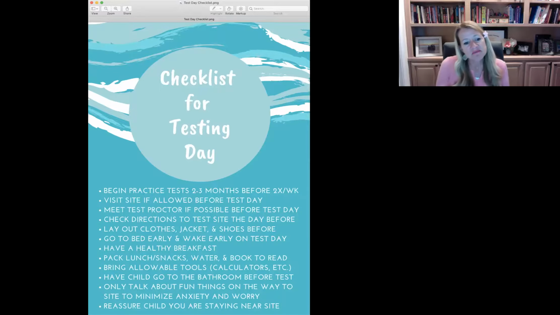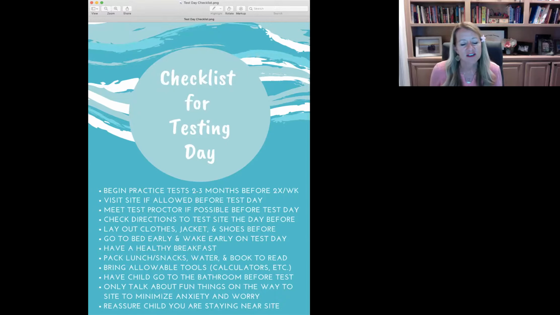You want to visit the site if you're allowed to before the test day so that the student can get a feel for where everything is located, if they're going to be upstairs or downstairs, where the bathroom is, if there is a drinking fountain, anything that they might need for test day. Visit the site if you can. You also want to meet with the test proctor if possible if you don't know them. If you know them, no need to meet with them. But if you don't know the test proctor, it might be a good idea to set up a quick meeting so that your student can meet them and feel comfortable with this person they may not know.